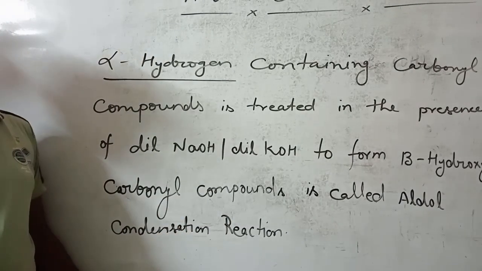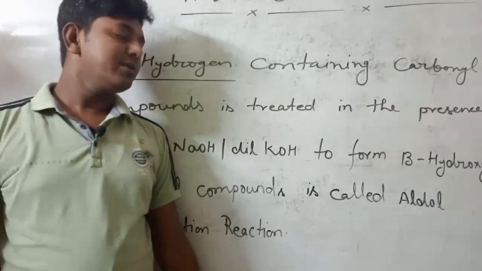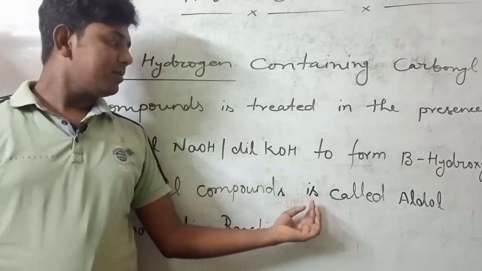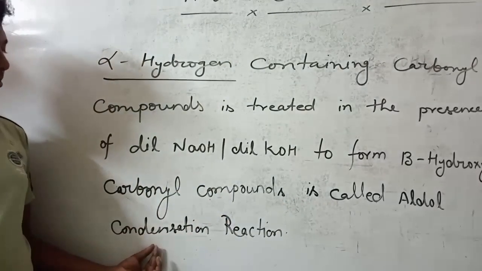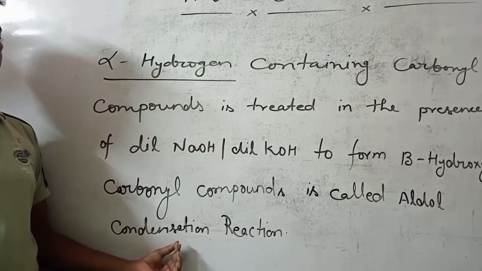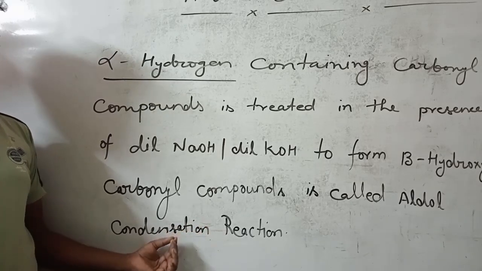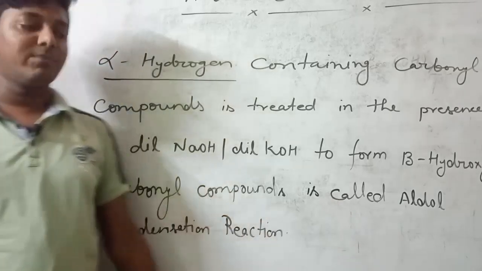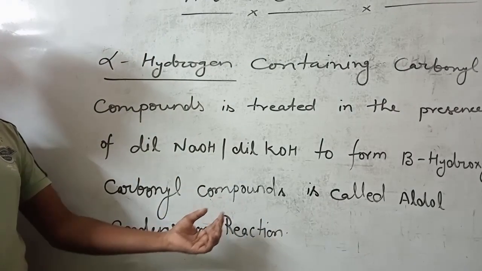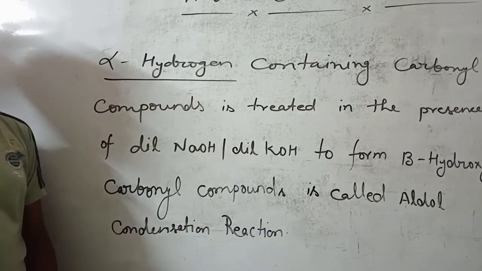Further, in the reaction, some heat is provided to the intermediate product. After that, the enol form is formed. Enol form means a double bond. After that, an aldehyde or ketone is formed. Such a reaction is commonly known as the aldol condensation reaction.